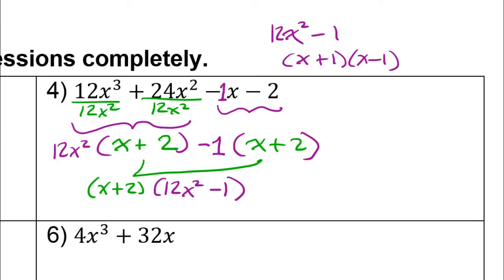12 is not a perfect square. If instead of a 12, imagine this had been a 4. Then I could have done 2x plus 1, 2x minus 1. 4 is a perfect square. But again, with the 12, there's nothing you can do. This is not a perfect square. It's unfactorable. That means this is the final answer.